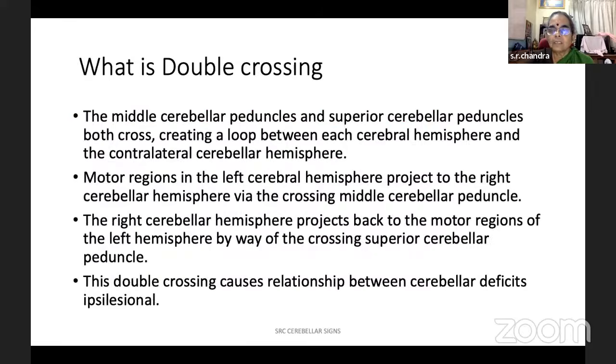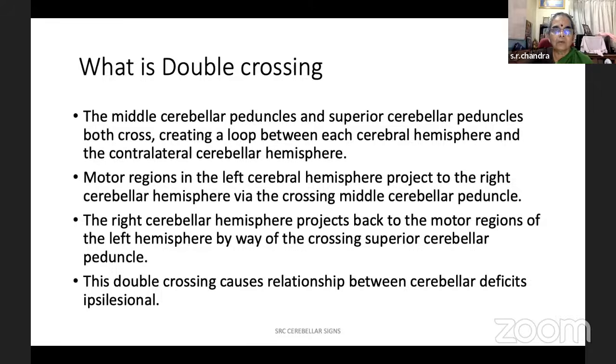We always tell that if you take the motor cortex, the signs are on the opposite side. Internal capsule, opposite side. Occipital lobe, contralateral hemifield. But for the cerebellum, it is ipsilateral. So in the examination, people will ask why cerebellar signs are ipsilateral. And we always give a standard answer: because of double crossing.